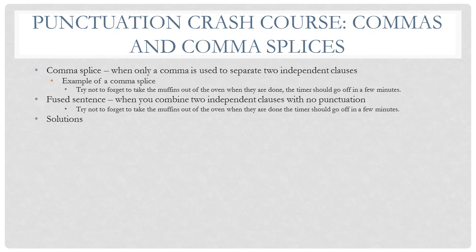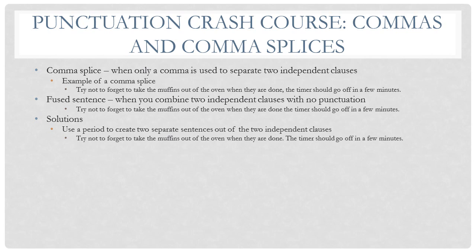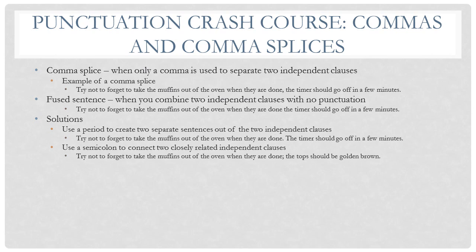First, we could use a period to create two separate sentences out of the two independent clauses. For example, try not to forget to take the muffins out of the oven when they are done. Period. The timer should go off in a few minutes. Something else we could do is to use a semicolon to connect two closely related independent clauses. So try not to forget to take the muffins out of the oven when they are done; semicolon. The tops should be golden brown.